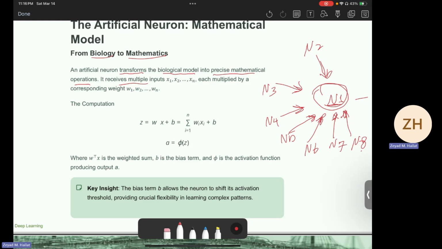Now, when an input comes to a neuron, this neuron will gather all this information and take the signal and send it to the next neuron next to it. So what happens is, a specific neuron receives multiple inputs. They are referring to them in here in the form of x's. I refer to them as n's, each multiplied by a corresponding weight. So what happens is this.